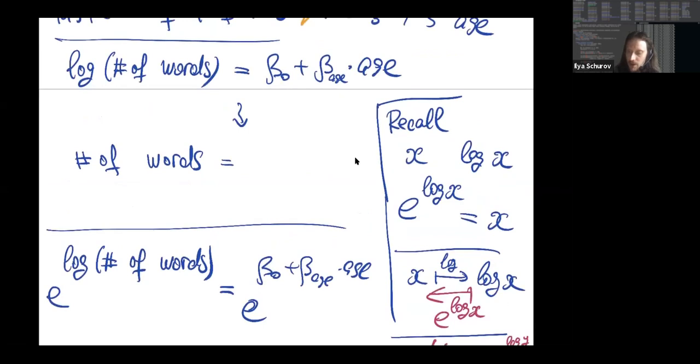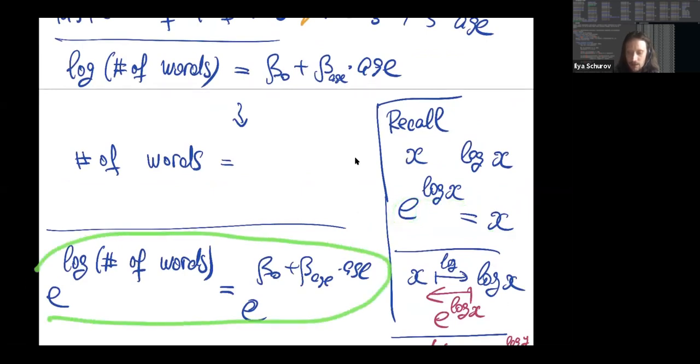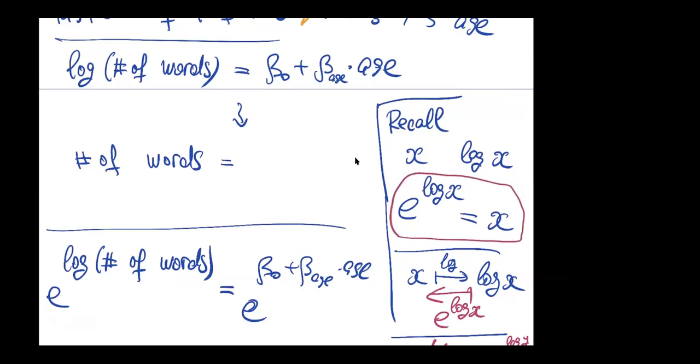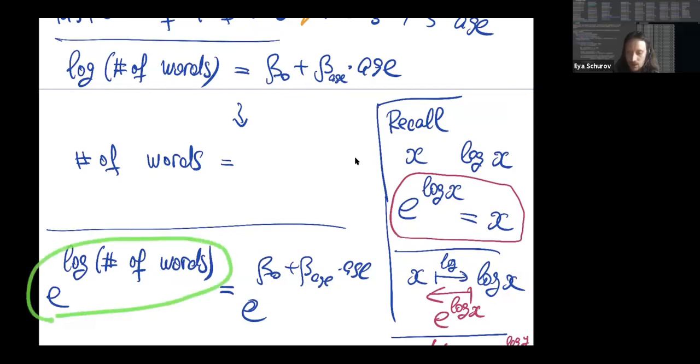So if I know that exponential function of logarithm of x is the same as x, how can I simplify this equality using this identity? It equals the number of words. Yeah, now, this thing actually equals this thing, right?